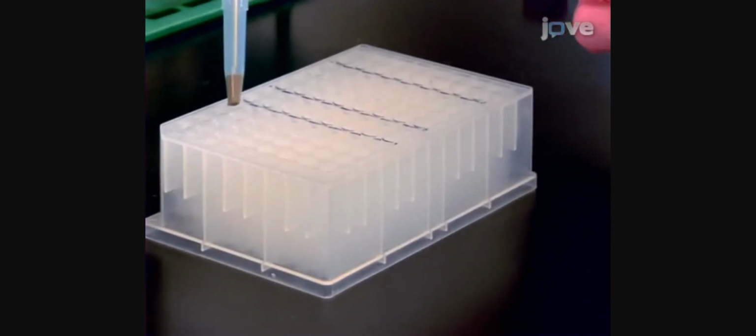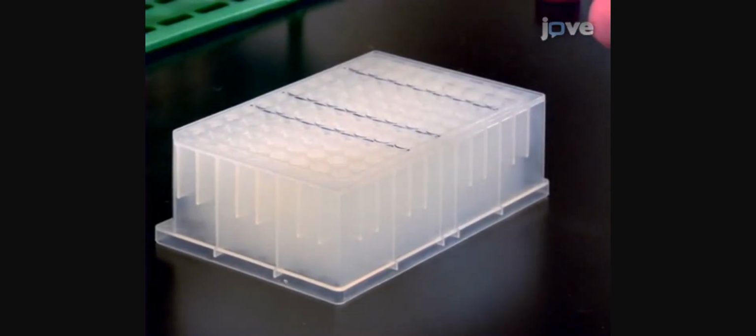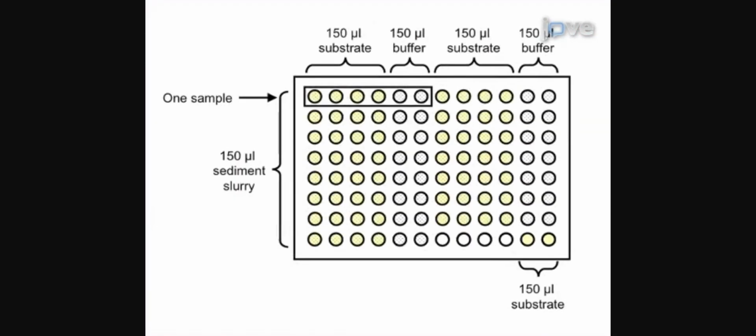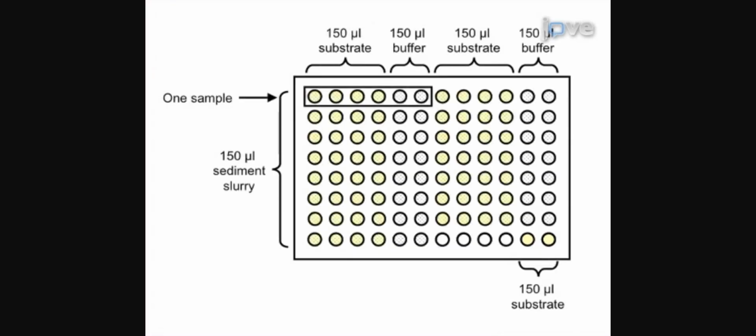Re-vortex each slurry and immediately pipette 150 microliters into each of 6 wells on a 96-well deep well block. It is important to vortex thoroughly and frequently in order to keep soil particles in suspension. Leave at least 2 wells per block empty to serve as a substrate control. Prepare one 96-well block for each enzyme to be assayed.